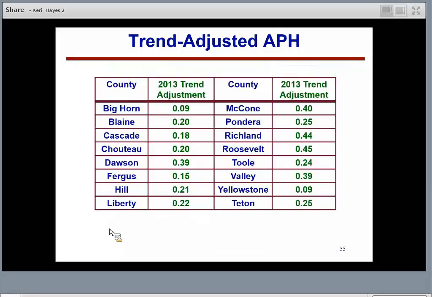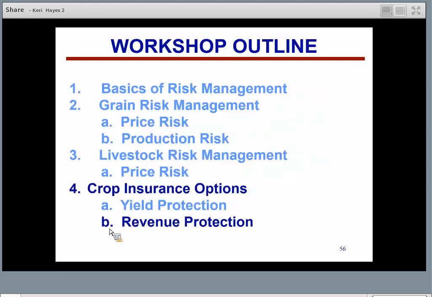And so here are just some in 2013. Here are some of the adjustment factors that they accounted for there. So yield protection, again, allows us to protect against lower than normal yields. The last thing we're going to get into is called revenue protection.